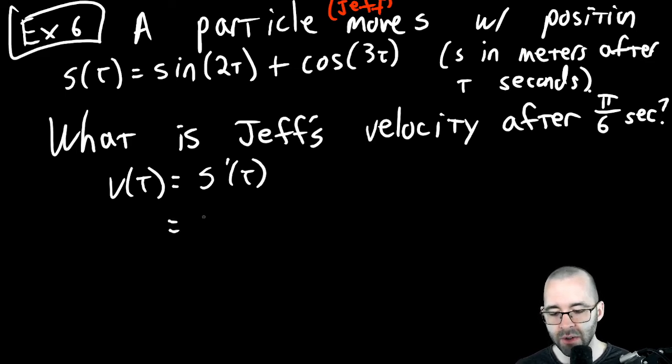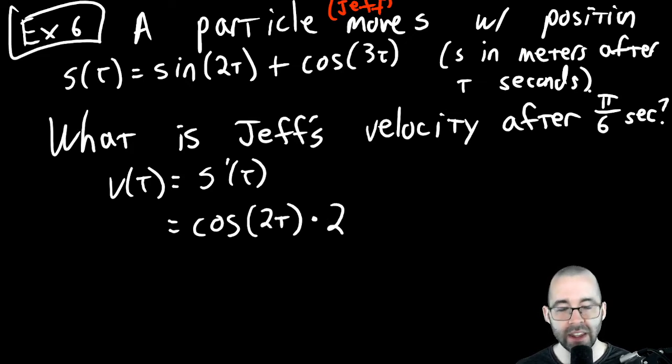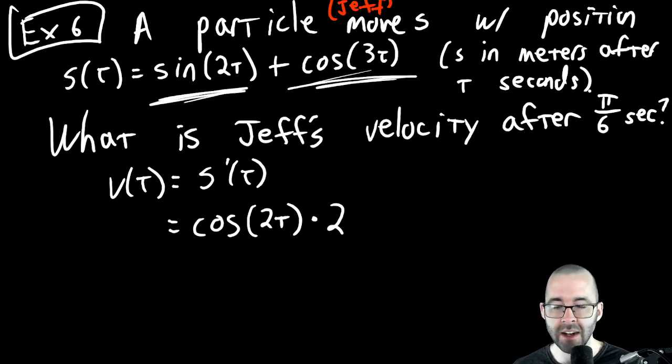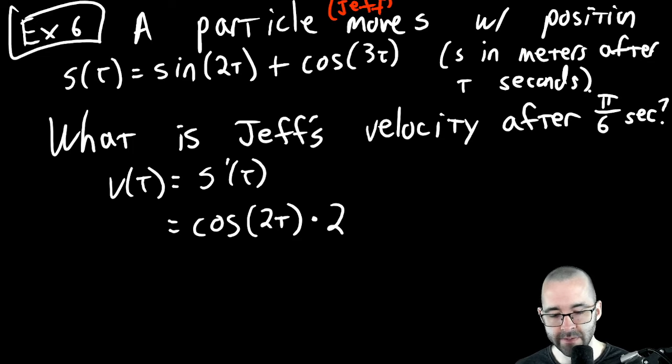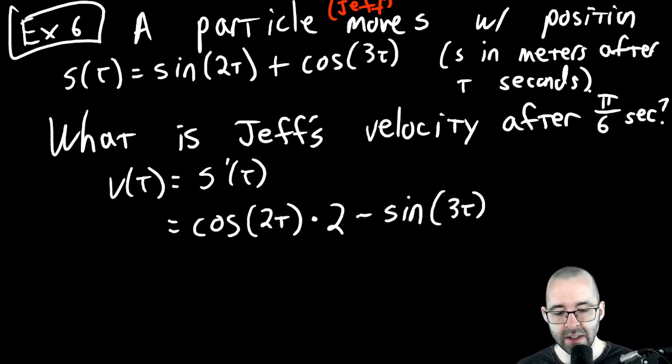Derivative of sine of 2t. Derivative of sine is cosine. Leave the inside the same. Multiply by the derivative of the inside. Now we have to take the derivative of cosine too. We can use the sum rule to say that really we just need the derivative of the first function and then add it to the derivative of the second function. This becomes minus sine of 3t times 3.